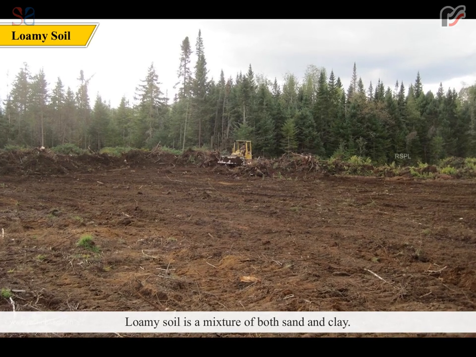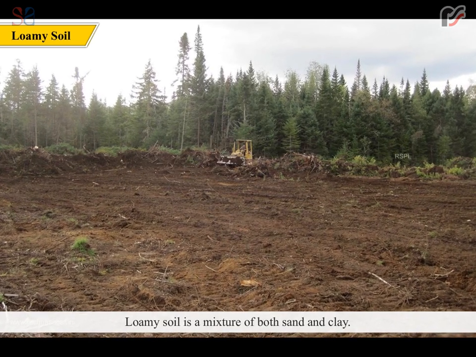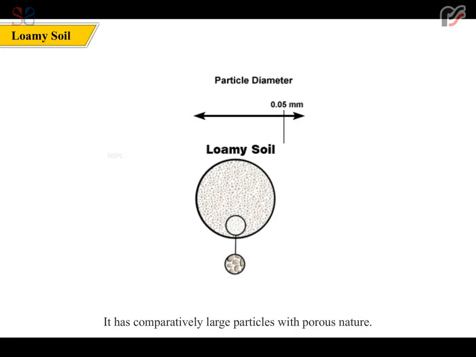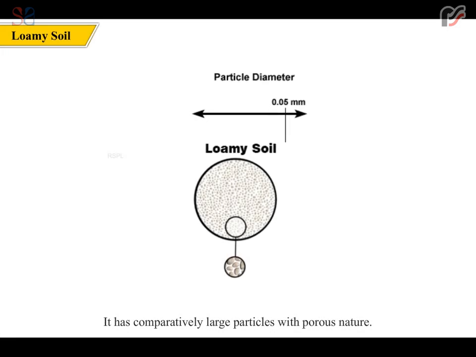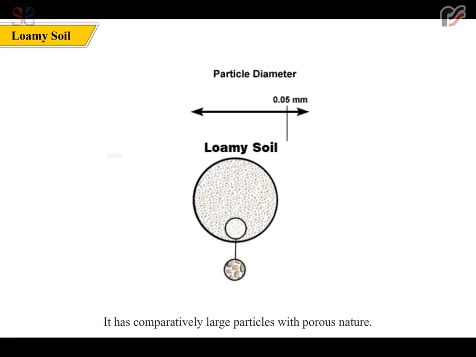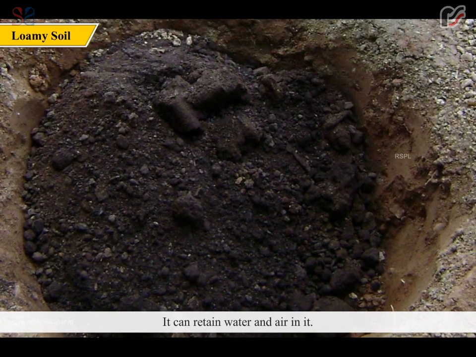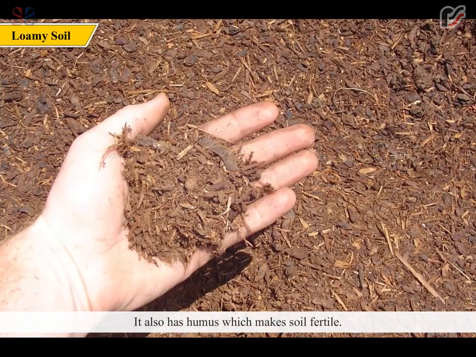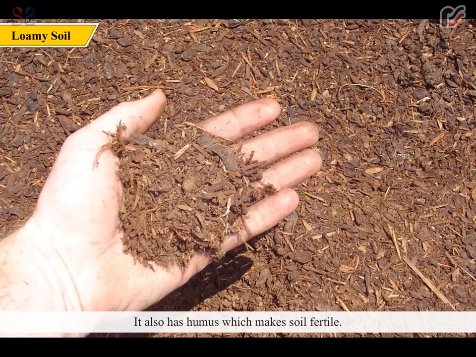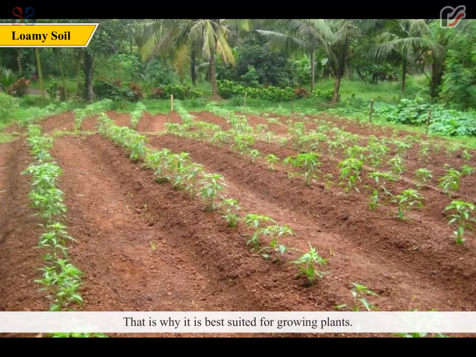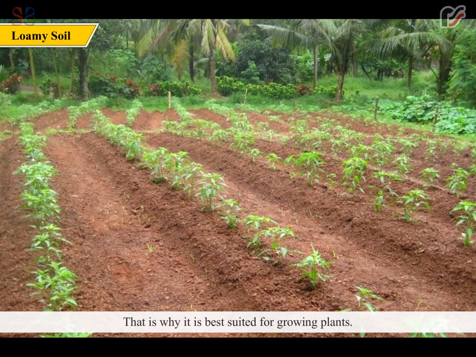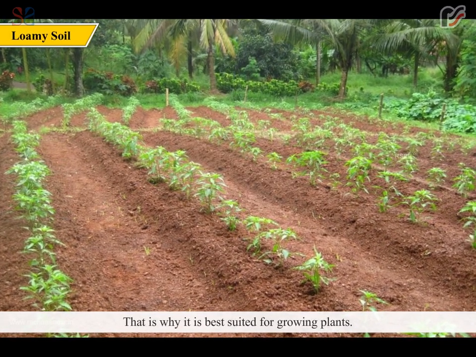Loamy soil is a mixture of both sand and clay. It has comparatively large particles with porous nature. It can retain water and air in it. It also has humus which makes soil fertile. That is why it is best suited for growing plants.